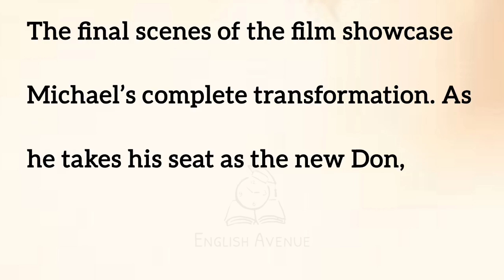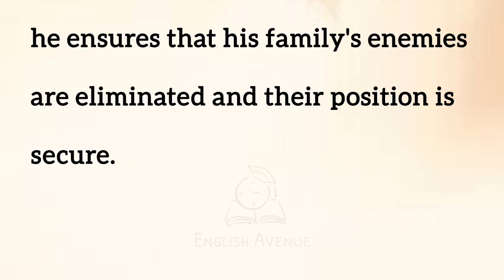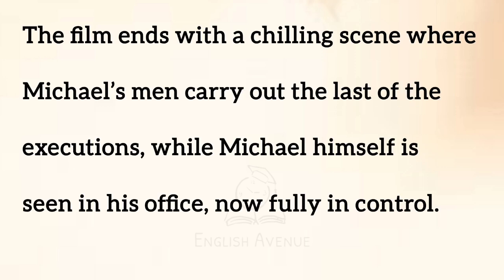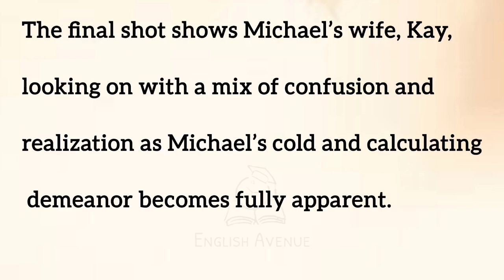The final scenes of the film showcase Michael's complete transformation. As he takes his seat as the new Don, he ensures that his family's enemies are eliminated and their position is secure. The film ends with a chilling scene where Michael's men carry out the last of the executions, while Michael himself is seen in his office, now fully in control. The final shot shows Michael's wife, Kay, looking on with a mix of confusion and realization as Michael's cold and calculating demeanor becomes fully apparent.